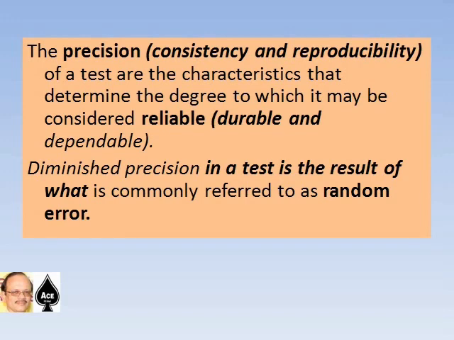Diminished precision in a test is the result of what is commonly referred to as random error.